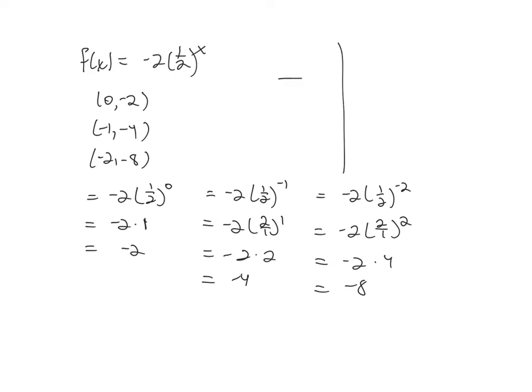So I'll draw my graph kind of skewed like that a little bit. 0, -2. 1, -4. -2, -8. And then the graph gets flat and it never crosses. On all of these, the graph will never cross the x-axis. So just be aware of that.